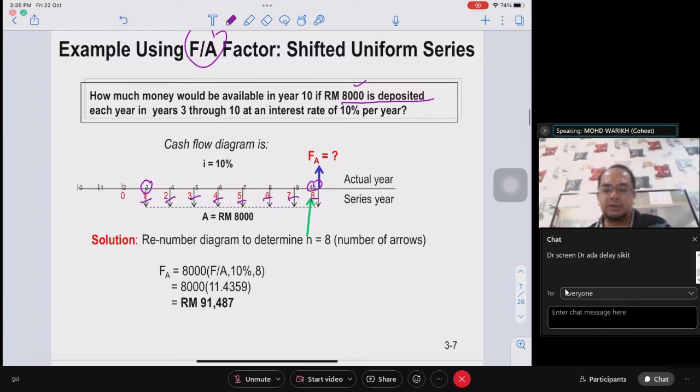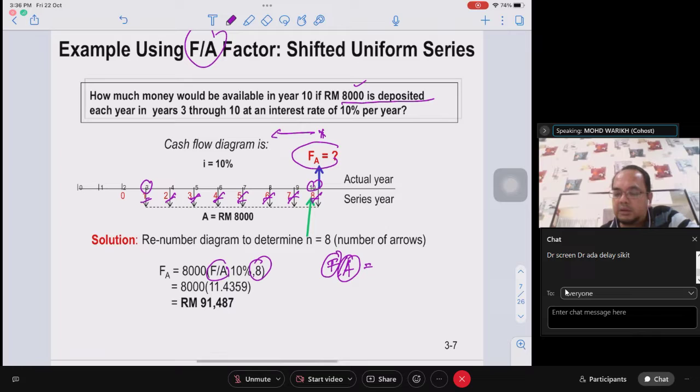Right. So we just remember the diagram to determine, and it's 8. Because we know that when we calculate F, it starts from this side to this side. That means we know it's 8: 1, 2, 3, 4, 5, 6, 7, 8. So with that, F over A. Make sure that it's the correct F over A, because you have to find F, A is given. F equals A (F/A, i, n). So you put it to the table and then you get this.